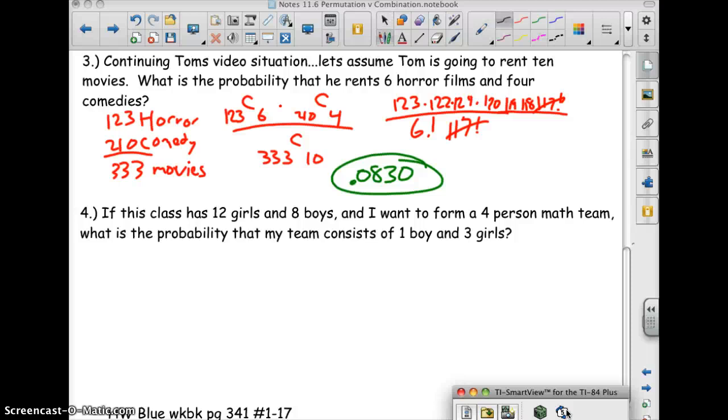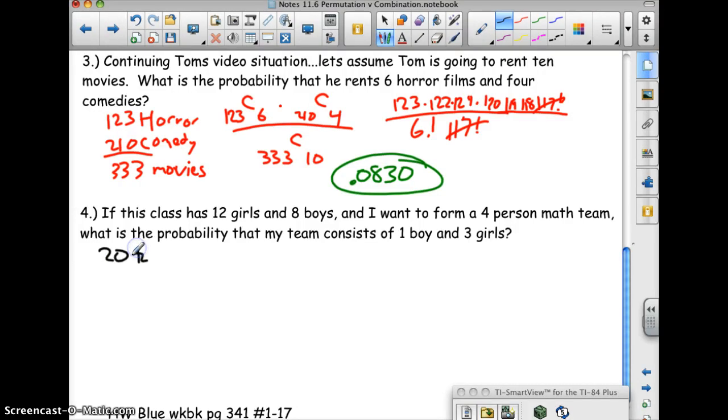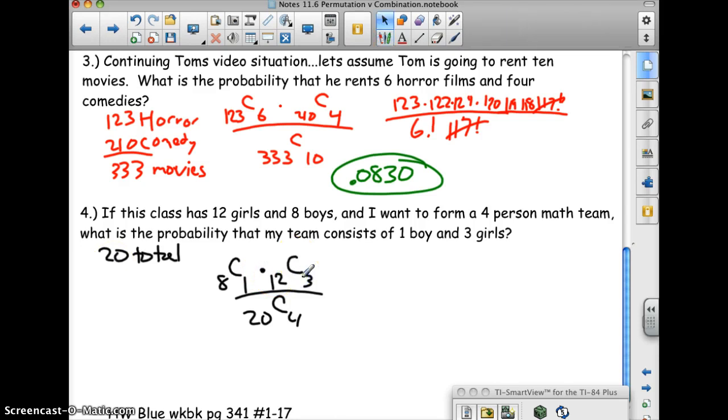I've got 12 girls and 8 boys, so that means I have 20 total. Okay? 4-person math team. So that's going to be 20C4. Out of 20 people, I'm going to choose 4. And I want to know the probability that my team consists of 1 boy and 3 girls. So out of 8 boys, I'm choosing 1. And out of 12 girls, I am choosing 3. Okay? There you go. I will leave that to you to evaluate. All right, good luck. Thanks.